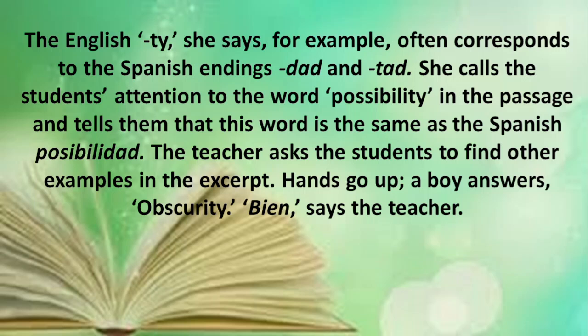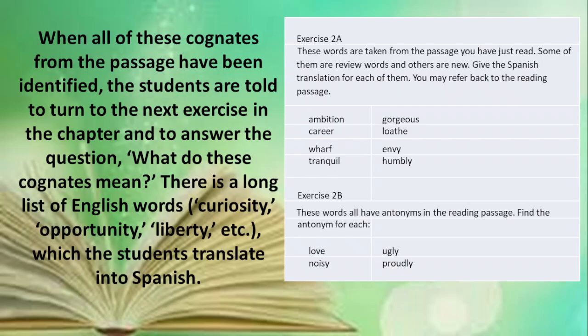She calls the students' attention to the word possibility in the passage and tells them that this word is the same as the Spanish posibilidad. The teacher asks the students to find other examples in the excerpt. Hands go up. A boy answers, obscurity. "Bien," says the teacher.